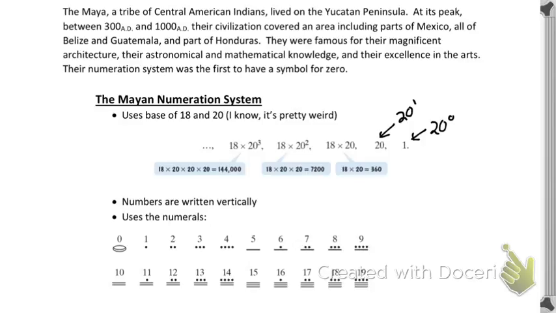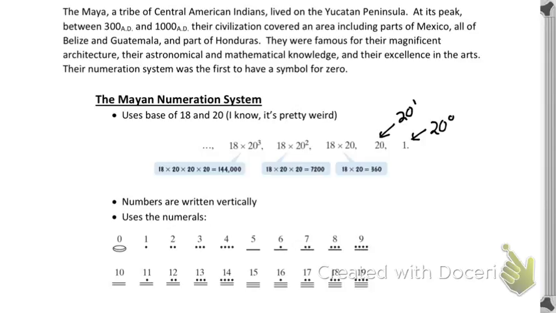But their next base value, rather than being 20 squared, is going to be 18 times 20. Then it's going to be 18 times 20 squared. Then it's going to be 18 times 20 cubed. Alright? So rather than going 20 first, 20 squared, they throw that 18 in there. And then we get to the squareds, the cubes, to the 4th, to the 5th, to the 6th, and so on. And I think it'll make more sense once you see a problem with it.